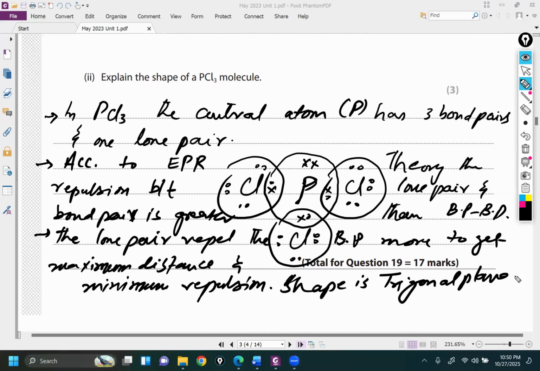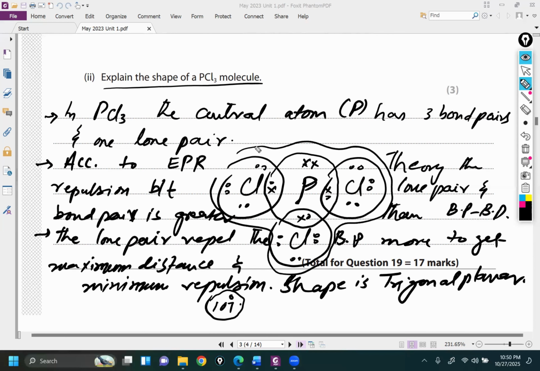trigonal planar. Now, some students do write the bond angle also, but it is not demanded in the question. So if you write this answer with 3 points correct, you will get 3 marks. But if a student is 100% sure about the bond angle, he can write that the bond angle is 107 degrees. But if you are not sure and you write the wrong bond angle, maybe they will deduct your mark. The answer will fit here, but actually I displayed this diagram, which is already displayed in your paper in the previous question, so it will fit into the space.